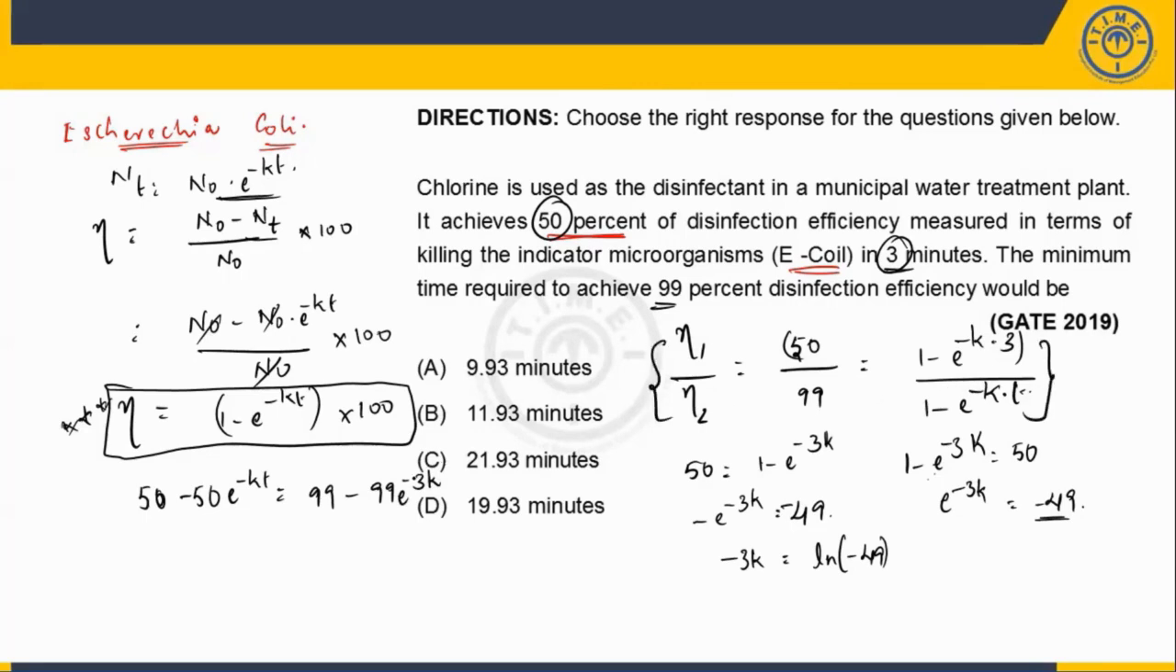Now what happens if I'm taking this 99 to this side? 99 e power minus 3k minus 50 e power minus kt is equal to 99 minus 50, which is 49. Now we have an equation and we have two unknowns. No, there is some problem here. Just give me a second.